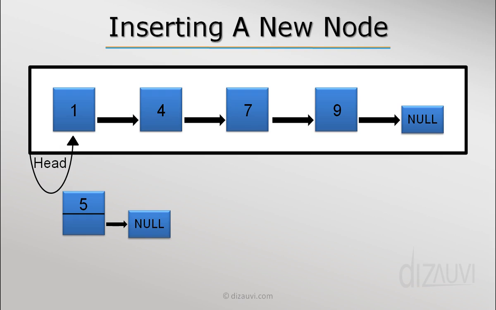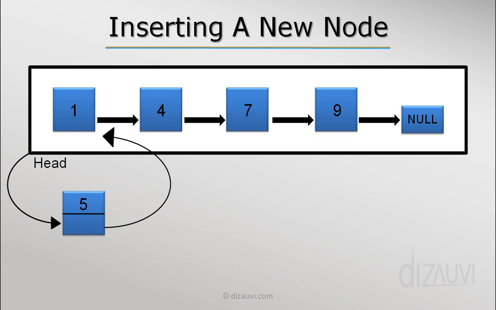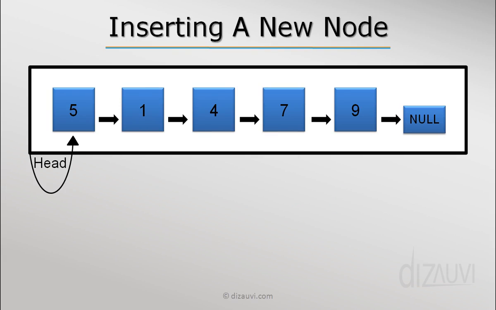So we first make the next node of the new node point to the existing head element of the list, alright? And then make the head of the list point to the new node. Now all the connections are maintained, and this is how the list would look after we are done with inserting the new node at the head of the list.